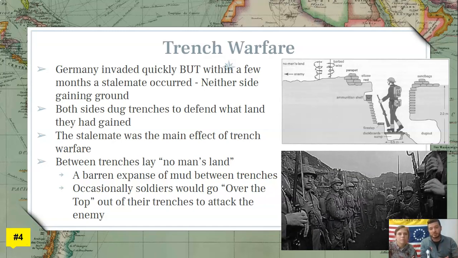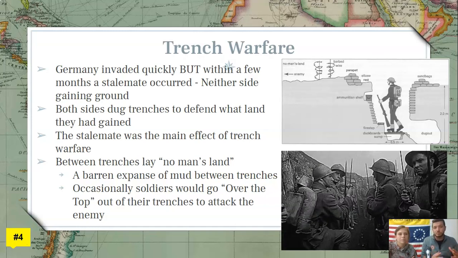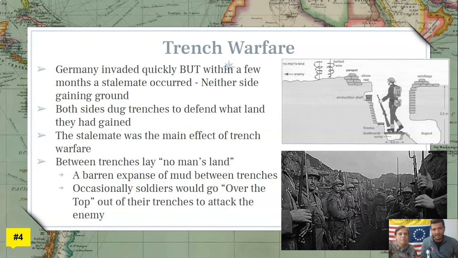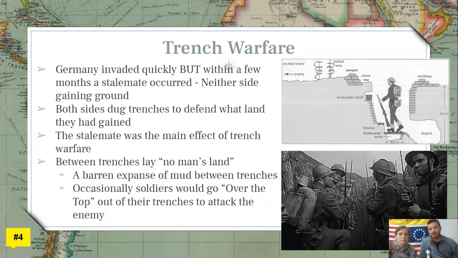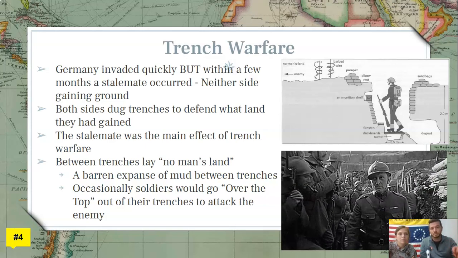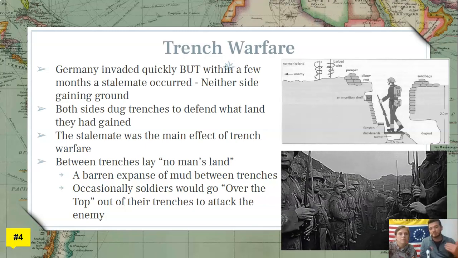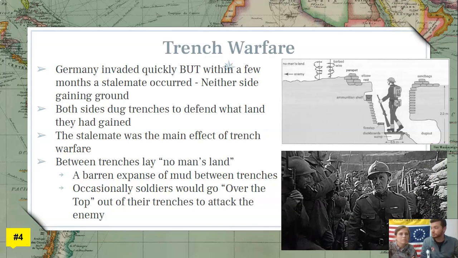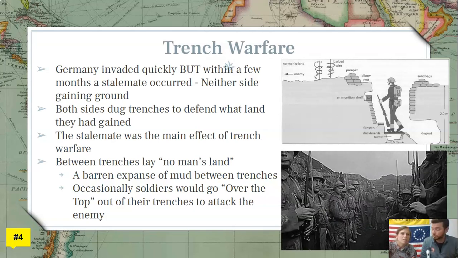So that's why it says stalemate was the main effect of trench warfare. Between the trenches was known as no man's land, and nobody wanted to go there. That's why they call it no man's land. This is a barren expanse of just mud and dirt and nature in between these two trenches. Sometimes they would go over the top, but that was pretty much a suicide mission, so not very many people would do that.